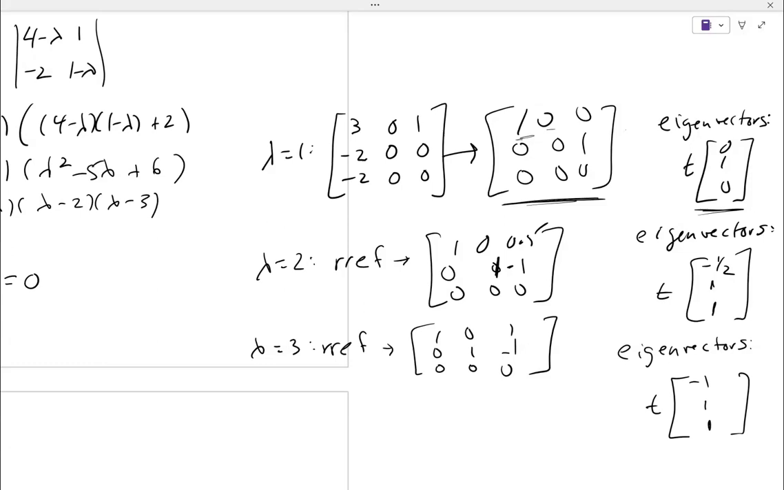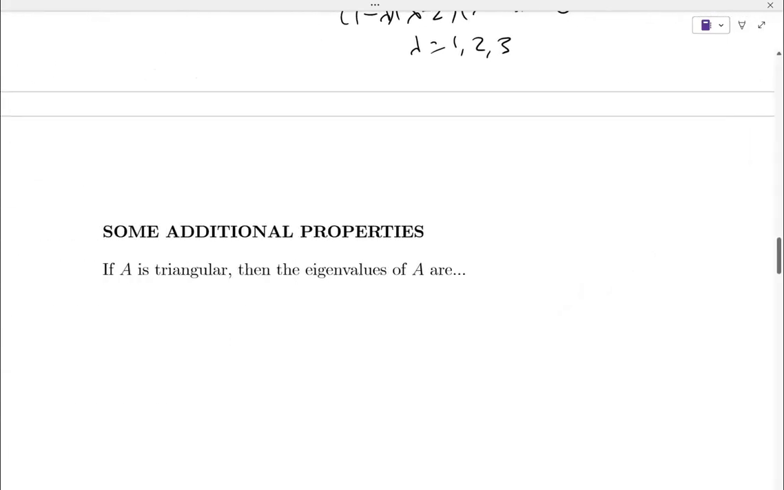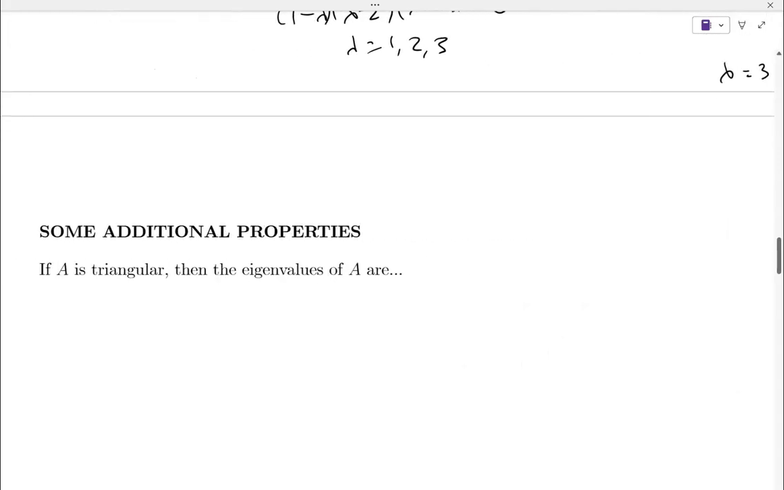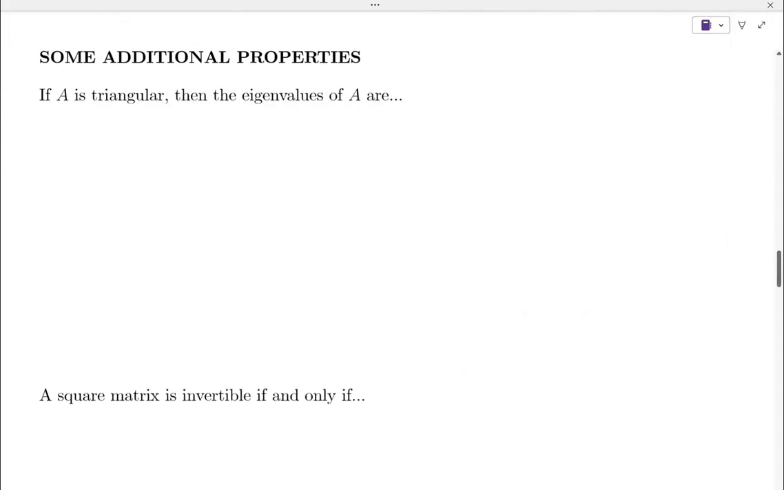That process okay? My apologies for having the wrong matrix in it to start with. Any questions about how we did that? Notice this is all stuff we've been doing since the beginning of the semester, right? This is not new. All right. So let's talk a little bit about some properties.